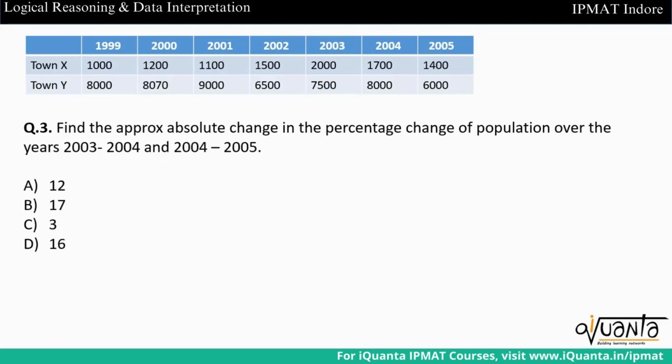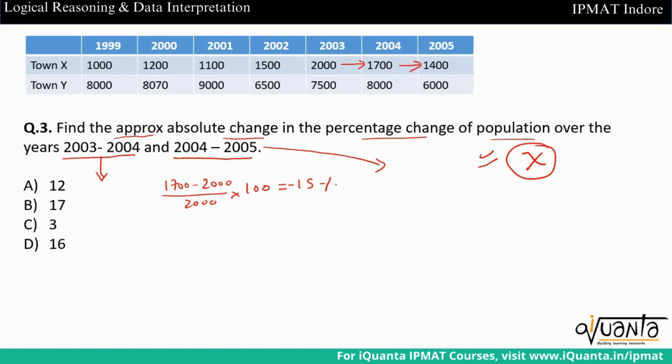Find the approx absolute change in the percentage change of population over the years 2003 to 4 and 2004 to 5. So what is the percentage change between these 2 years? So final minus initial upon initial into 100, which is around 15% and negative percentage change. And in this case, this is for the town X. The change will be, it is again a decrease, so change upon initial value into 100, which is around 17.64%, and this will be negative.